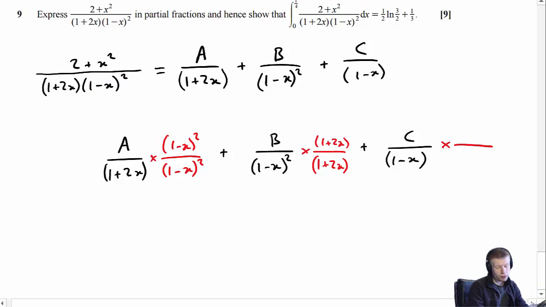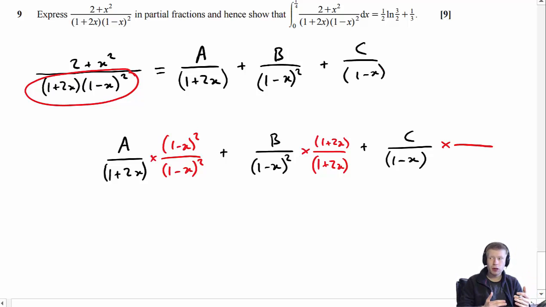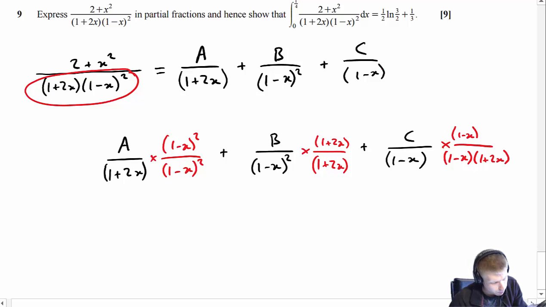Let's have a look at the third fraction then. So I've got c over 1 minus x. So I've got a 1 minus x, but I want a 1 minus x squared and a 1 plus 2x. So I haven't got a 1 minus x squared, I've just got a single 1 minus x. To make it 1 minus x squared, I have to multiply by another 1 minus x. And I also haven't got 1 plus 2x, so I'm going to have to multiply by 1 plus 2x as well. And the same thing on the numerator as well.